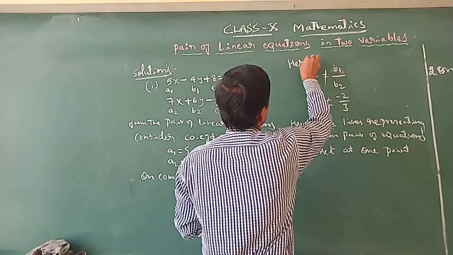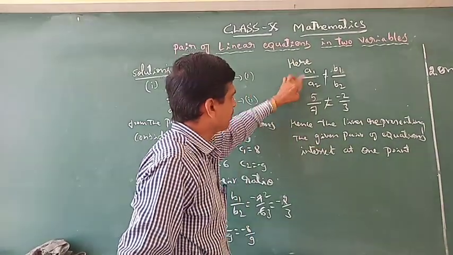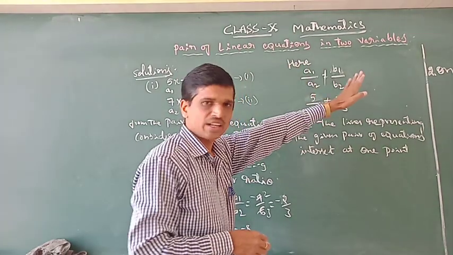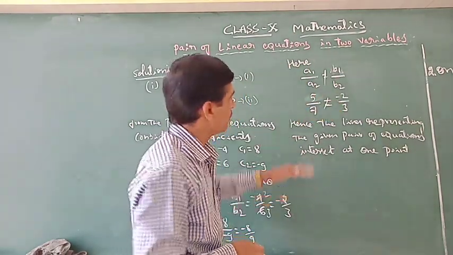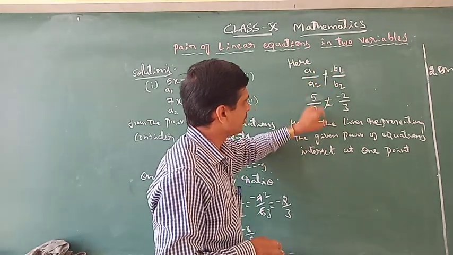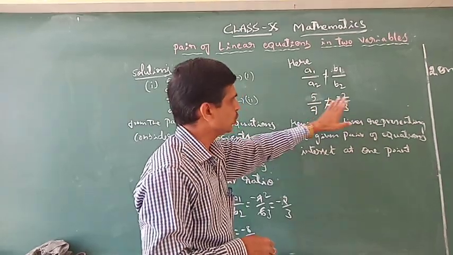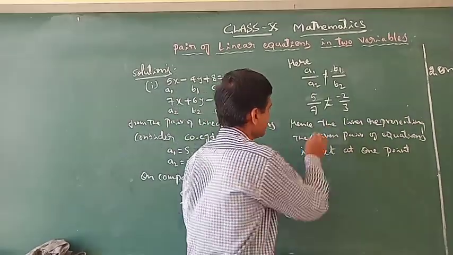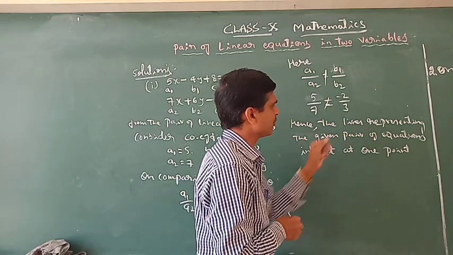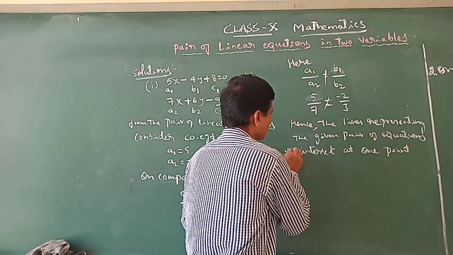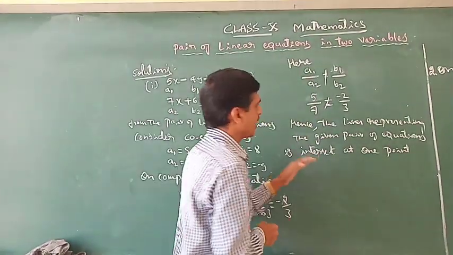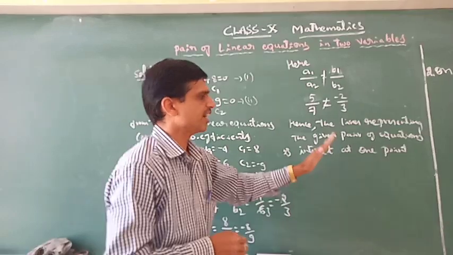In the first condition, consider A1 by A2 and B1 by B2. Whether they are equal, consider the next ratio. But here, when you substitute these values of the ratios, you will get that they are unequal. Means the first two ratios are not equal here. Hence the lines representing the given pair of equations intersect at one point. Hence they have solutions. Means they are intersecting at one point.